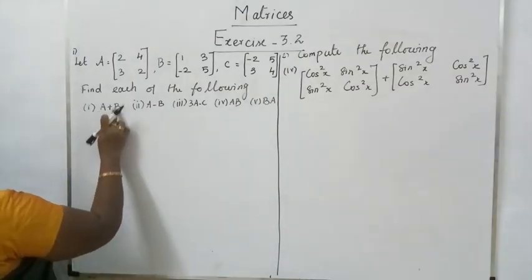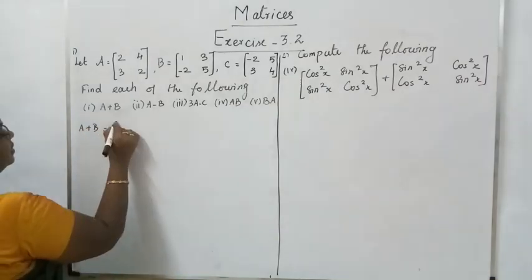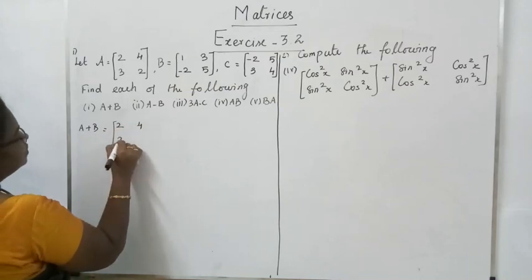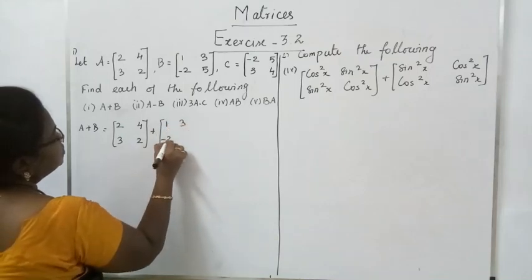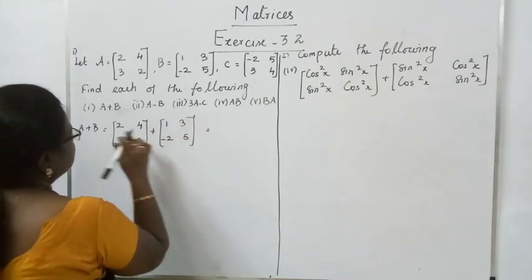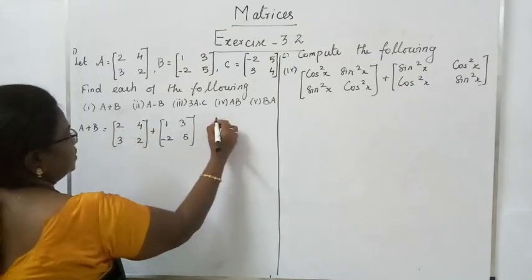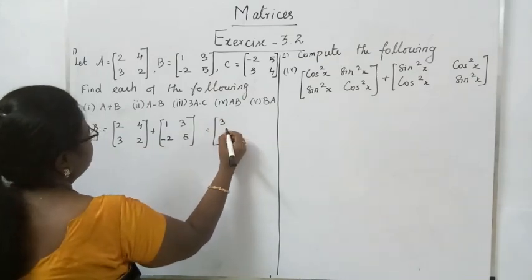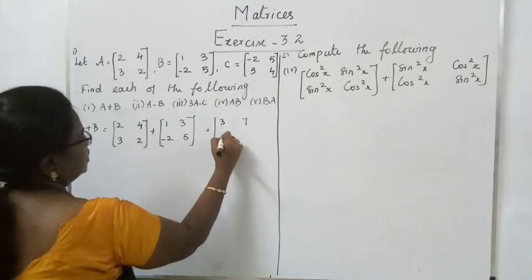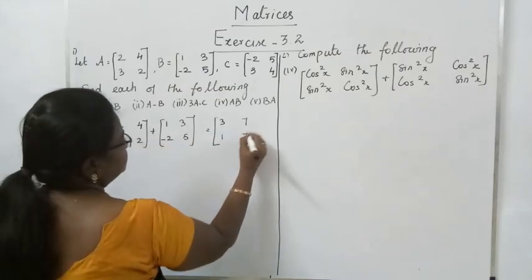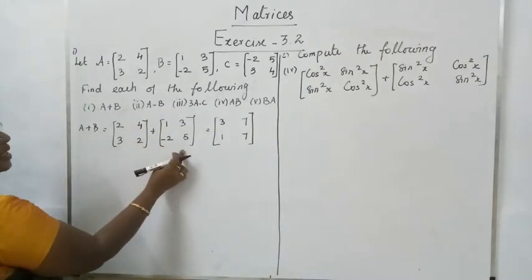These are all very easy, elementary problems. We have to add A and B. For A plus B, the corresponding elements have to be added. 2, 4, 3, 2 added with 1, 3, minus 2, 5. The first row, first column element has to be added with the first row, first column element. So, 2 plus 1, 3; 4 plus 3, 7; 3 plus minus 2, 1; 2 plus 5, 7. So, this is A plus B. In the same way you can do A minus B.